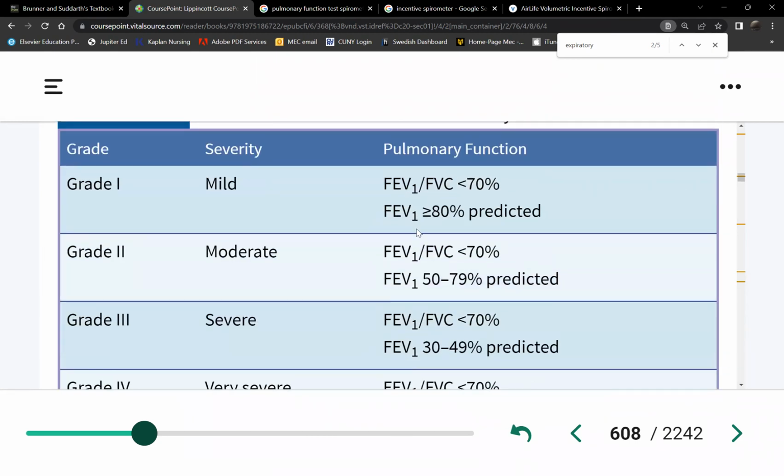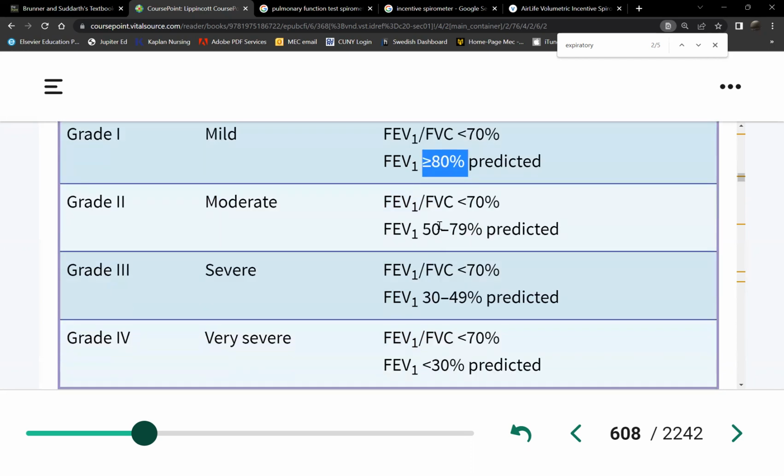Meaning the normal is 80% of that air is supposed to come out. So that's normal FEV1. Does your lung completely empty when you exhale? No, impossible. Because if it completely empties, then what's left in the alveoli? Nothing. So what will happen to your lungs? They'll collapse, right? So therefore, over 80% is normal.